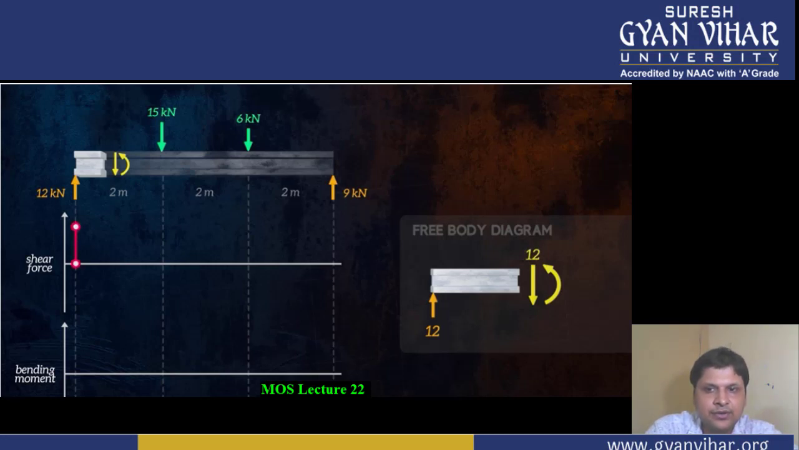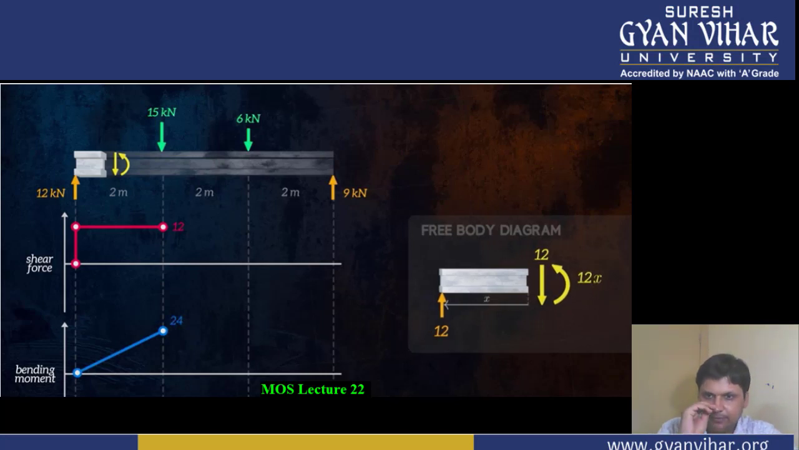The shear force will be constant until we reach the next applied force. The bending moment must be equal to the 12 kilonewton reaction force multiplied by the distance from the reaction force. This gives us the equation for a straight line which we can draw on our bending moment diagram.